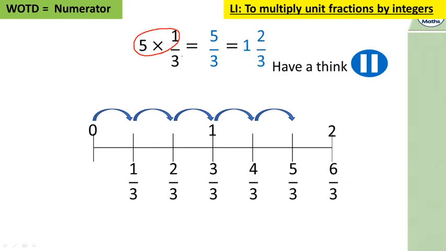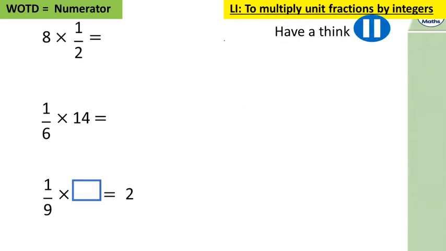And then it's just a bit of practice of putting our improper fractions into a mixed number. So 5/3 is the same as 1 2/3, because we know that 3/3 is 1 whole, and then you'd have 2 left over because 3 plus 2 is 5. Right, so what we need to do now is pause the video, have a think about these 3 questions, which are 8 times 1/2, 1/6 times 14, and 1/9 times what equals 2 wholes. So pause the video and have a go at those.